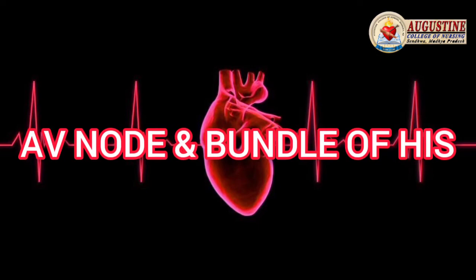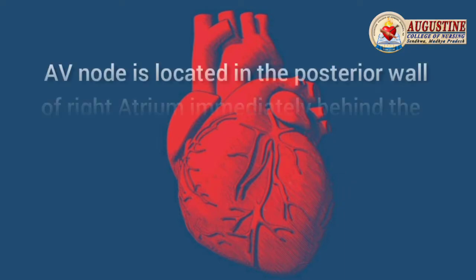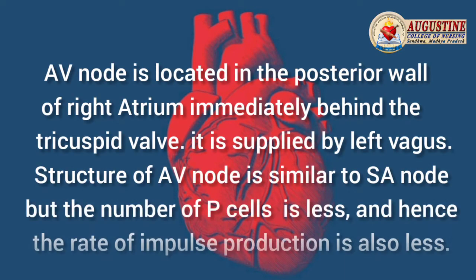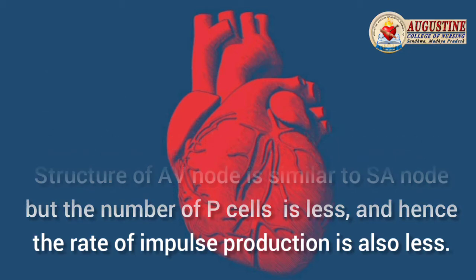AV node and bundle of His. AV node is located in the posterior wall of right atrium immediately behind the tricuspid valve. It is supplied by the left vagus. Structure of AV node is similar to SA node, but the number of P cells is less and hence the rate of impulse production is also less.